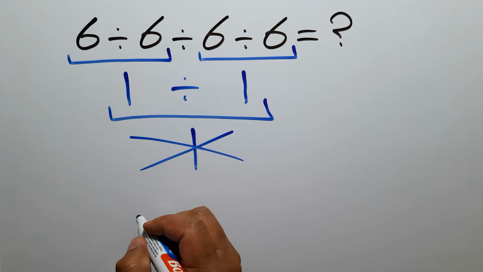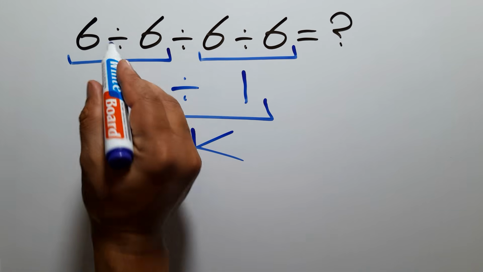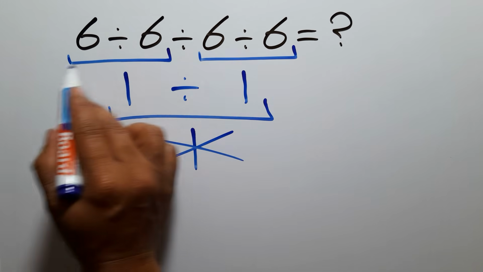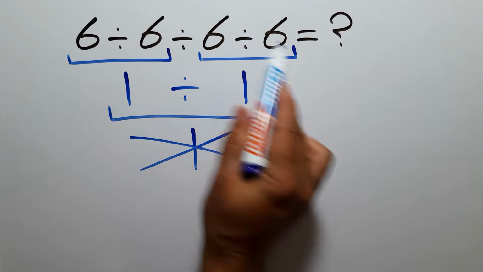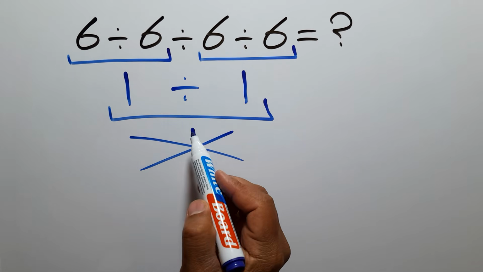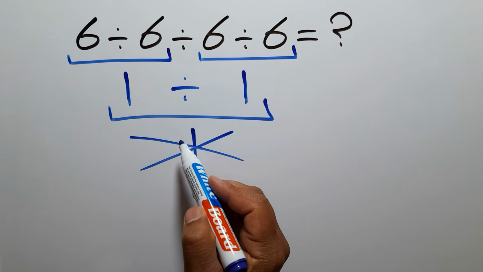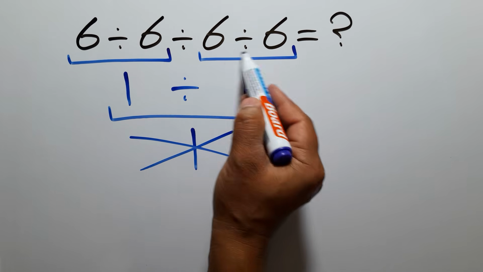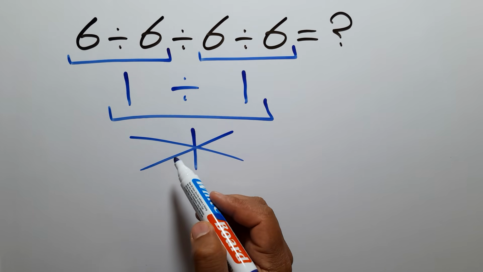Because according to the order of operations, when we have more than one division in an expression, we have to work from left to right. So here first we have to do this division, then this division, and finally this division. If we do this division before this division, it's wrong.